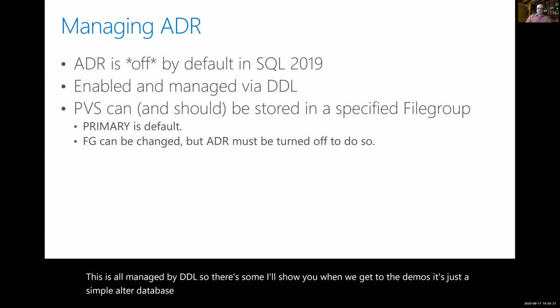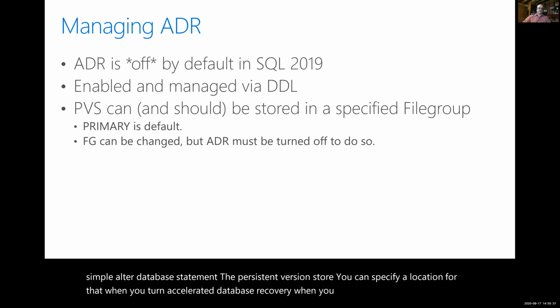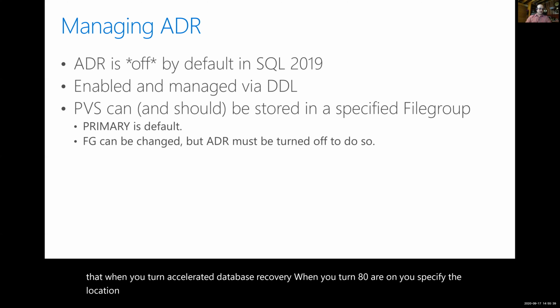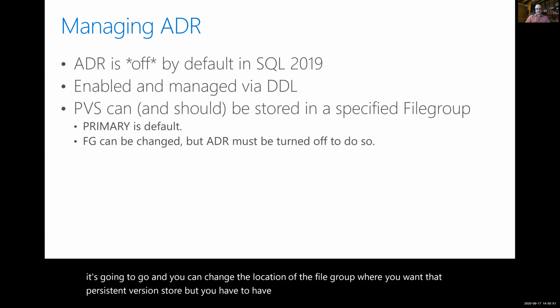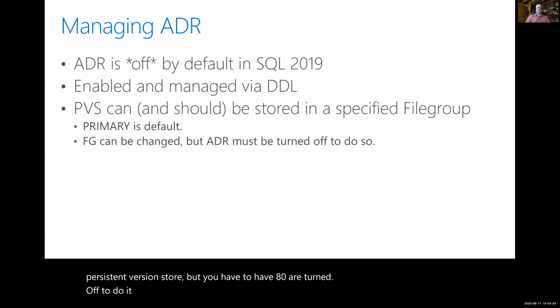The persistent version store, you can specify a location for that when you turn accelerated database recovery on. You can just leave it in primary. That's by default where it's going to go. And you can change the location of the file group where you want that persistent version store, but you have to have ADR turned off to do it. So you would turn ADR off, turn it back on, and specify a different file group for the PVS, and then you'll be able to move that.